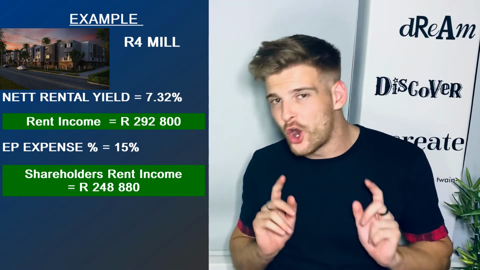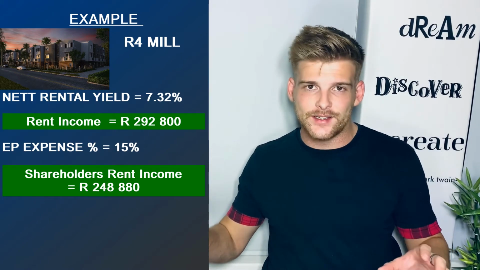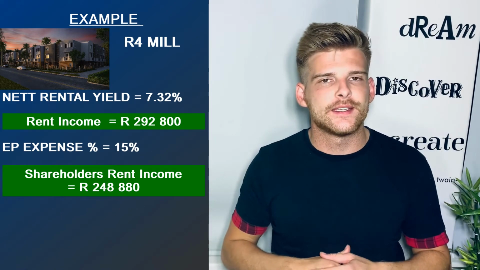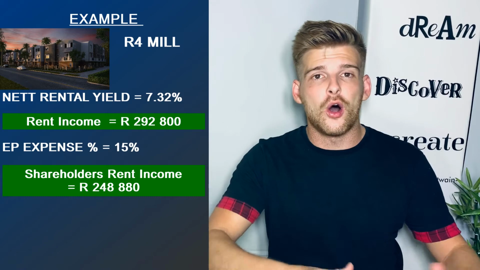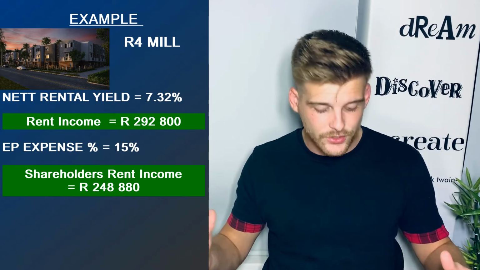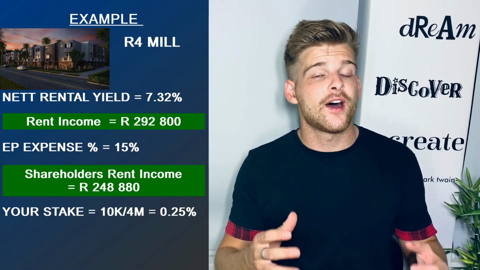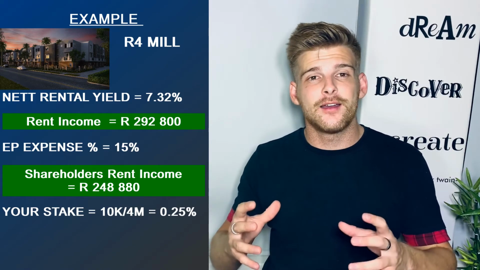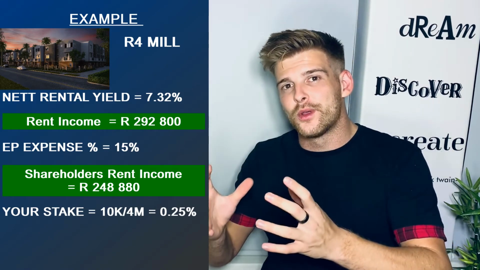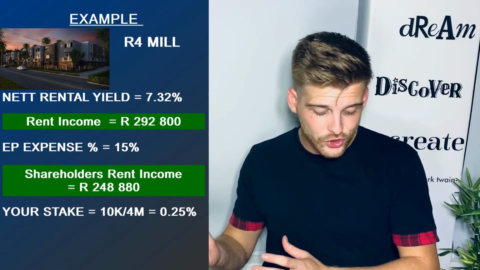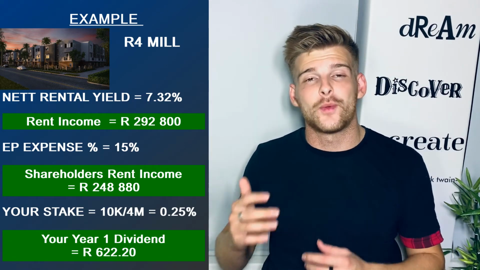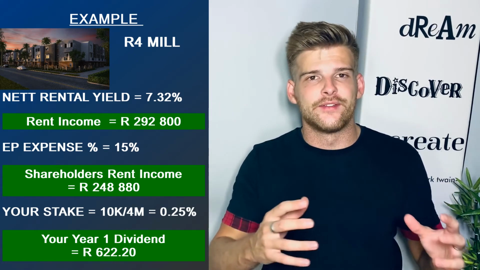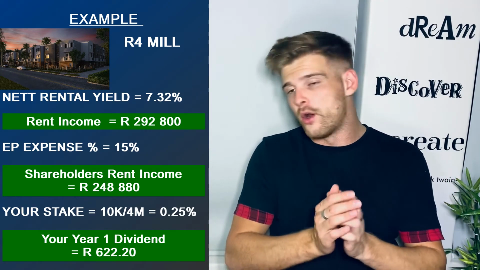Now remember, that's not all you're getting, because a lot of people have invested into this company. So you're only going to get a fraction of that. Let's assume you invested 10,000 rand originally of the total 4 million rand. That means you have a 0.25% stake in this total company. Now you take that 0.25% and times it by that 85% worth of rent income, and you should get 622.20 per annum. That is just to give an example of the dividend that you can expect to receive over the first year.